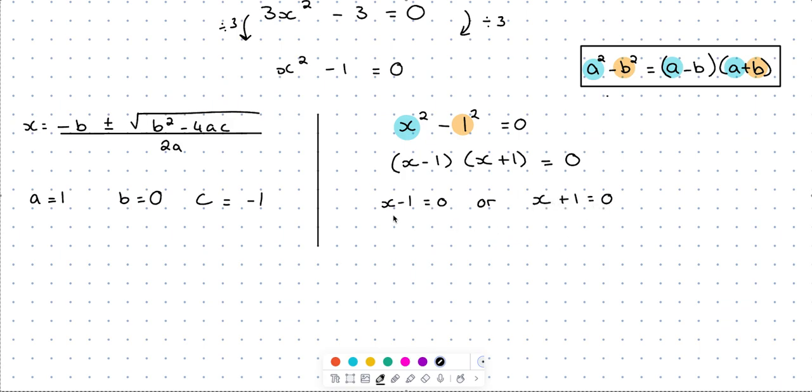Okay, then I want to get x on its own, so I'm going to have x is equal to, I'm going to add 1 to both sides, get 1. This one, we're going to take away 1 from both sides, and I get x is equal to minus 1.